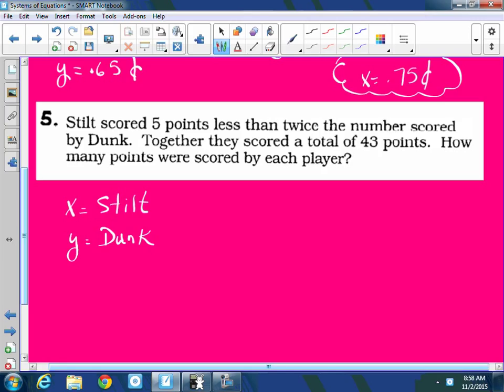All right, so let's translate. Still scored 5 points less than twice the number scored by John. Together, they scored a total of 43 points. How many points were scored by each player? What will be your first equation of the system?